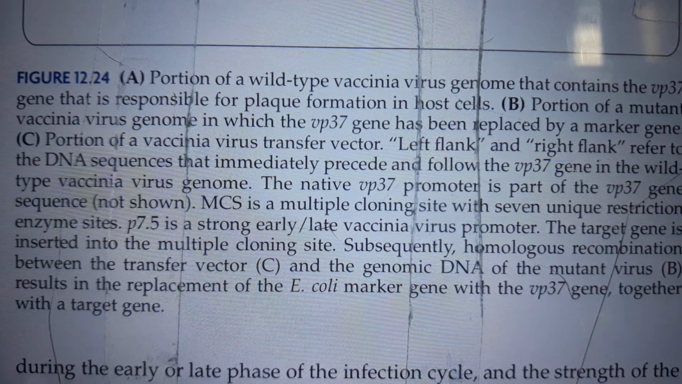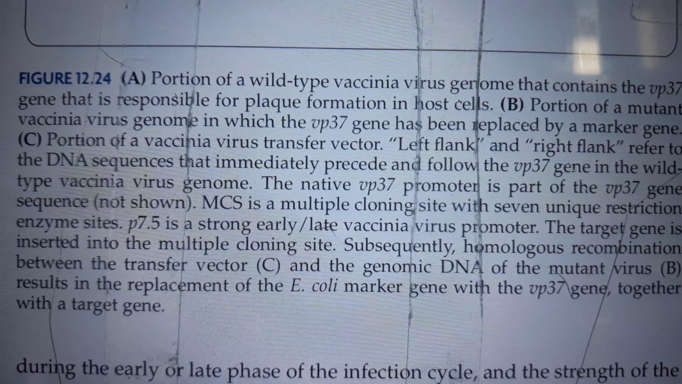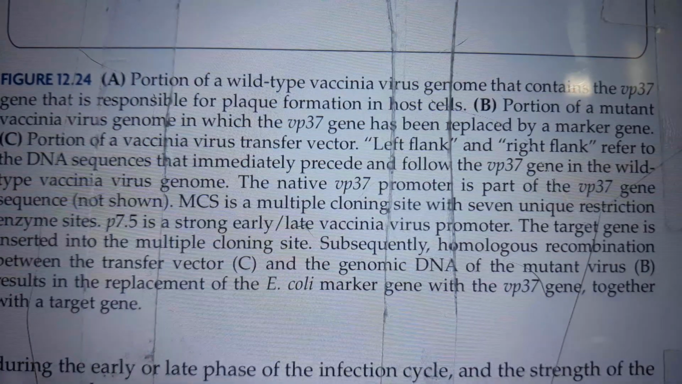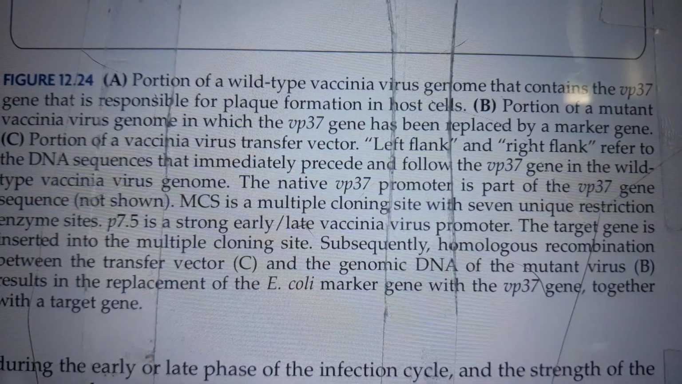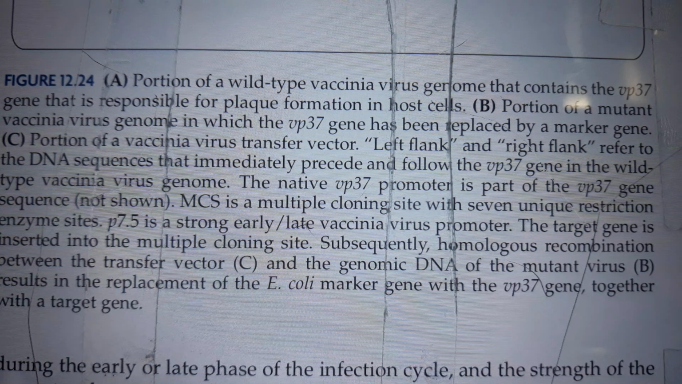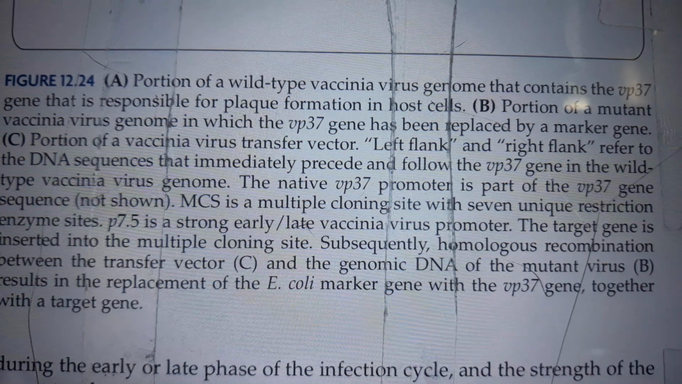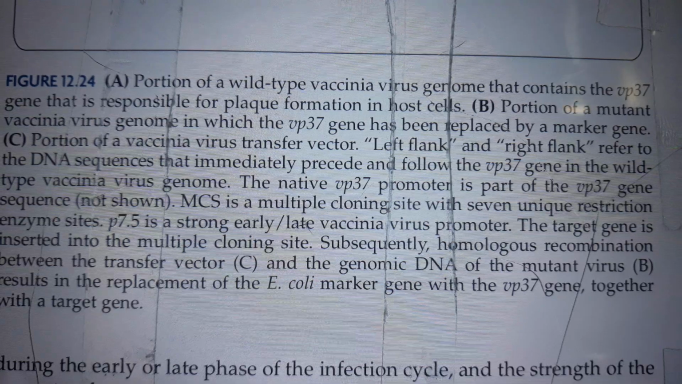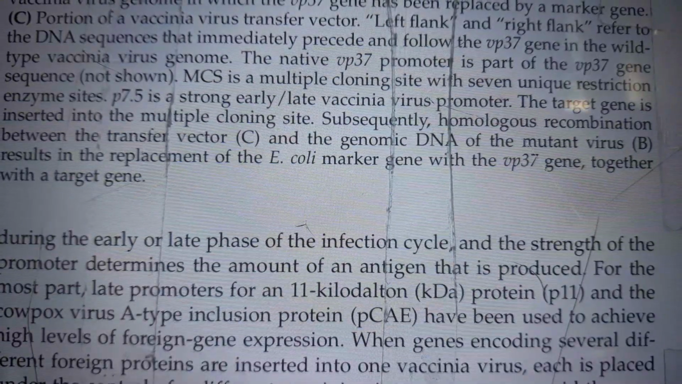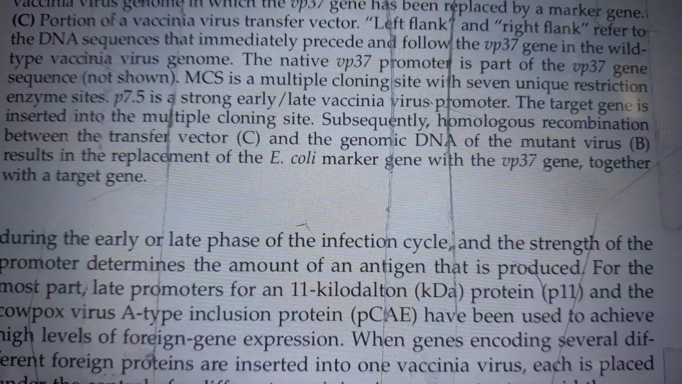Let's read that again for you. A. A portion of wild-type vaccinia virus genome that contains the VP37 gene that is responsible for plaque formation in host cells. B. Portion of a mutant vaccinia virus genome in which the VP37 gene has been replaced by a marker gene. C. Portion of a vaccinia virus transfer vector. Left flank and right flank refer to the DNA sequences that immediately precede and follow the VP37 gene in the wild-type vaccinia virus genome.